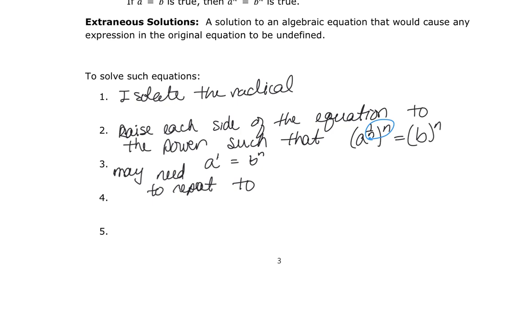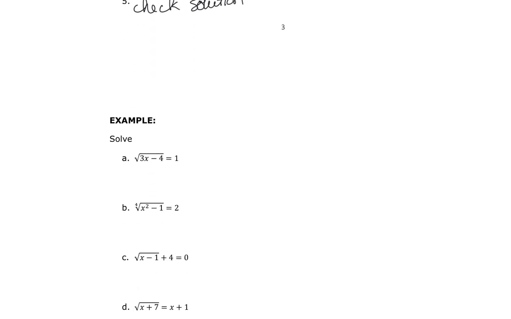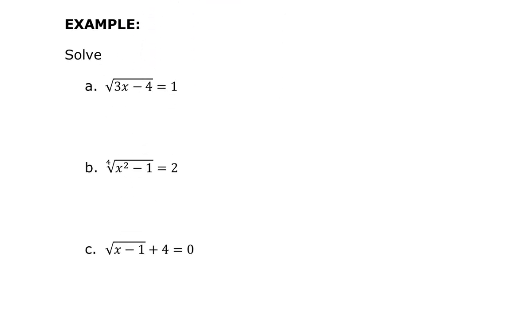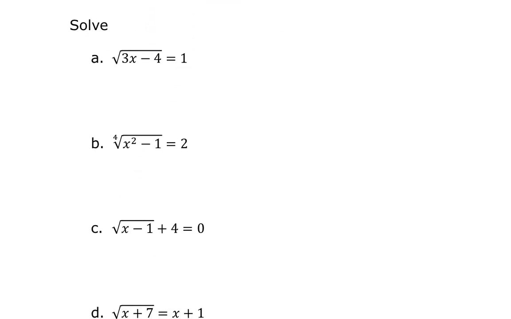To get rid of the radical, if you end up with more than one radical to do, you may need to repeat steps 1 and 2, until you can solve, and then you check solutions.